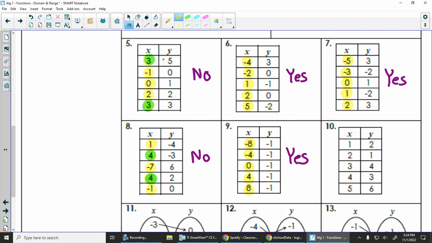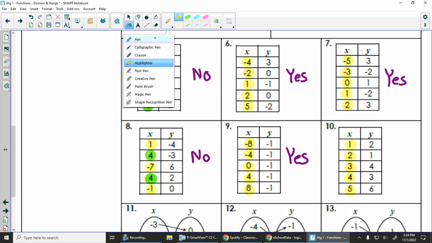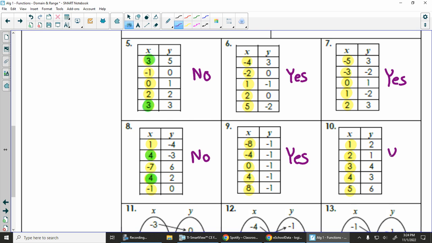And then for number 10, once again, it is the x's that you are paying attention to for this. And they're all different. 1, 2, 3, 4, 5. None of them repeated. Since they're all different, no repeats, this is a function.